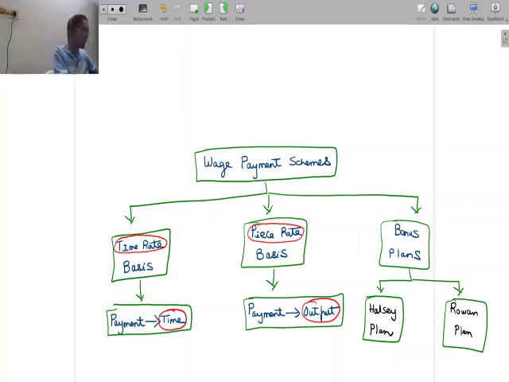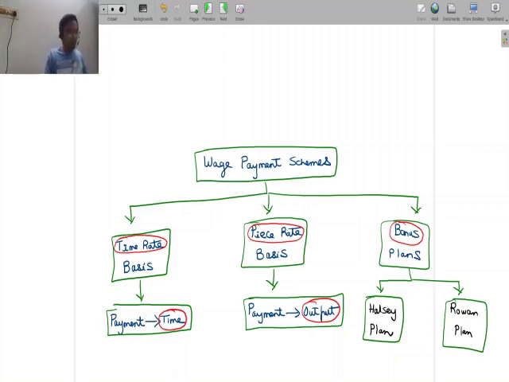Here again, when you talk about bonus, bonus is an important component of payment, of compensation, not just for factory workers, but for higher level employees also, right? So even the CFO of an organization gets a bonus, but we are mainly going to look here at bonus to factory workers, and that's going to be our agenda here. So this is the broad overview of wage payment schemes.